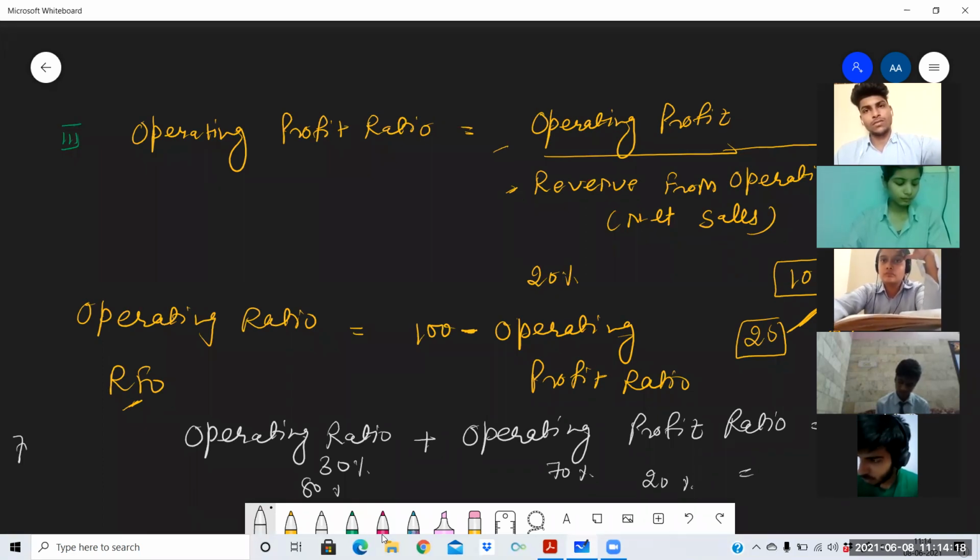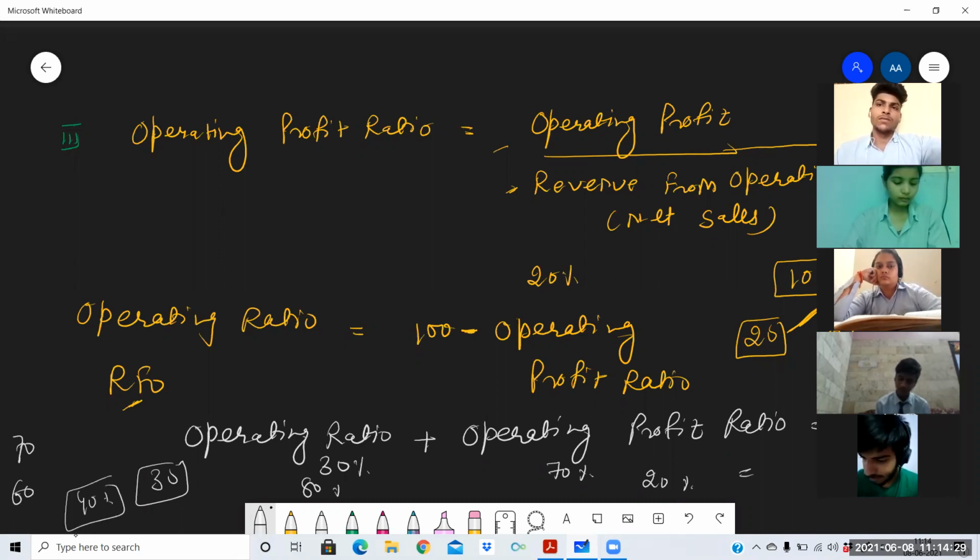If the cost ratio is 70%, then the operating profit ratio will be 30%. If cost is reduced and it is 60%, it means the operating profit ratio will be 40%. So we can say both are inversely related. If the cost increases, the operating profit ratio will decrease, and vice versa. So this is all about the operating profit ratio.